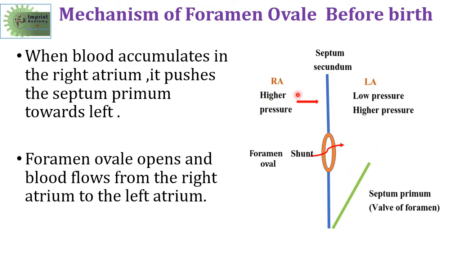Before birth, as the pressure increases in the right atrium, the septum primum moves towards the left side, and through the foramen ovale, blood flows from the right atrium to the left atrium.